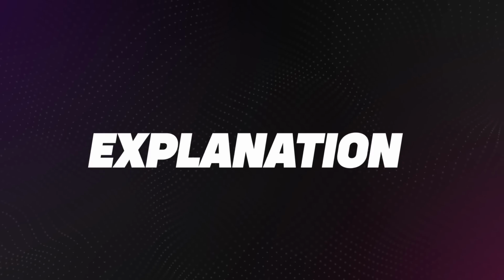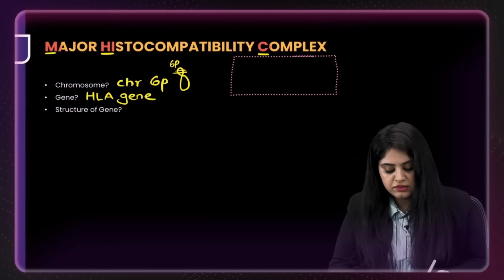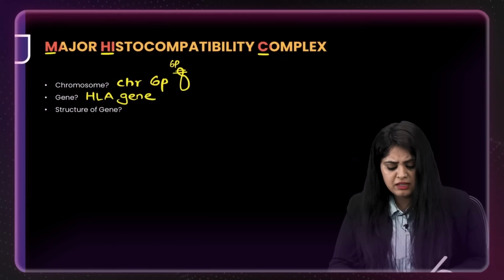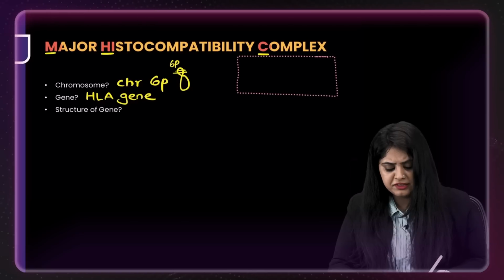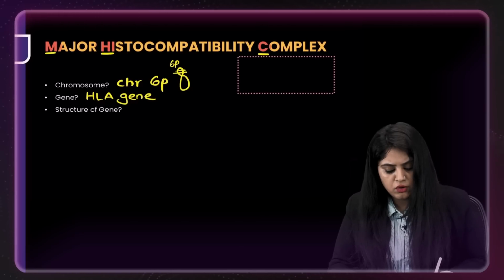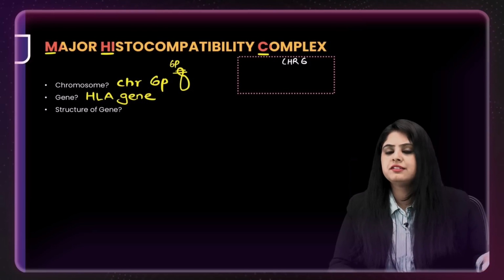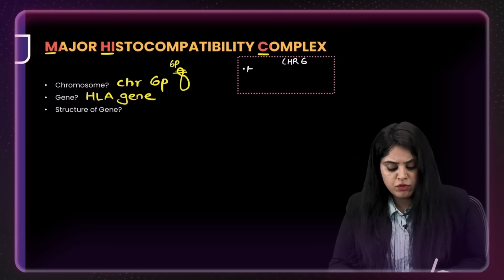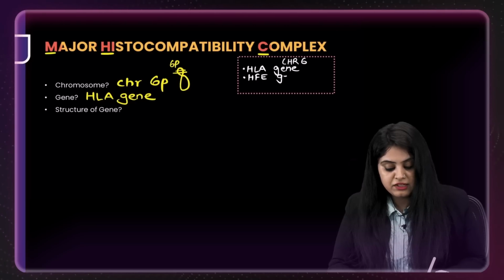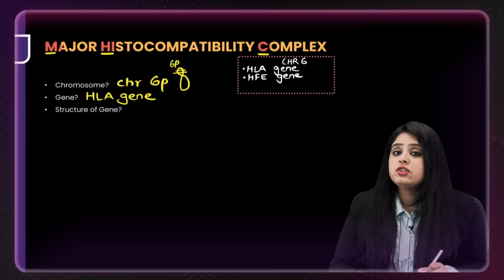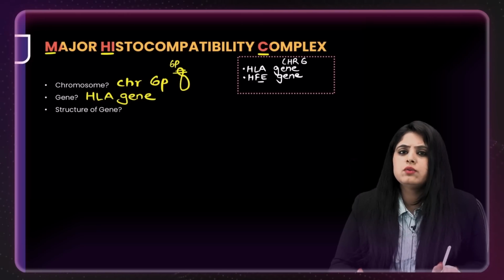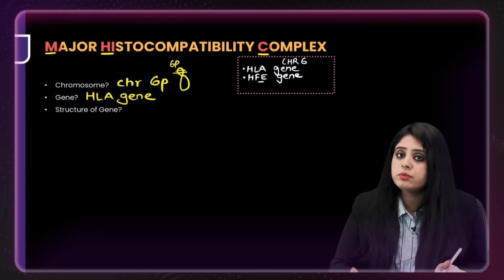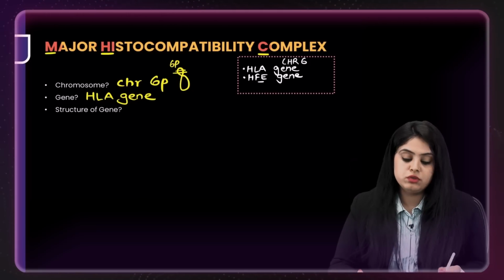Here's the explanation. Can you tell me all the things in pathology, or even in micro or medicine, all the things that you study for chromosome number 6 that are important, in path, in medicine, and micro, everywhere. So first and foremost, the HLA gene is present on chromosome 6. There is one more gene present on chromosome 6, and that is the HFE gene. HFE gene is the gene for what? Fe. Think of iron overload. HFE gene is the gene for hemochromatosis. That is also present on chromosome 6.